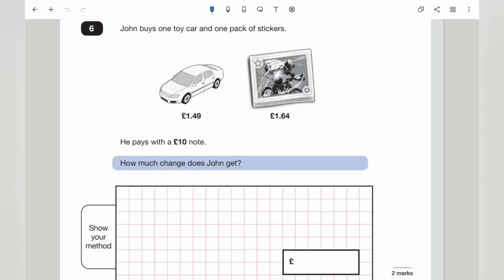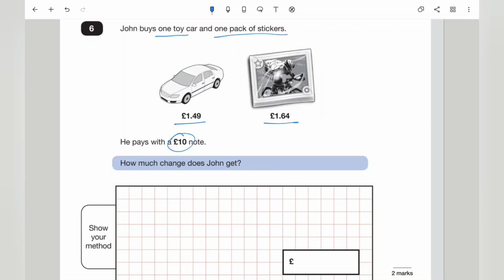Here we have a different type of question. It reads, John buys one toy car and one pack of stickers. As you can see, the car is priced at £1.49 and the pack of stickers is priced at £1.64. He pays with a £10 note. How much change does John get? First of all, we need to work out the cost. How much does it cost him to purchase one toy car and one pack of stickers?